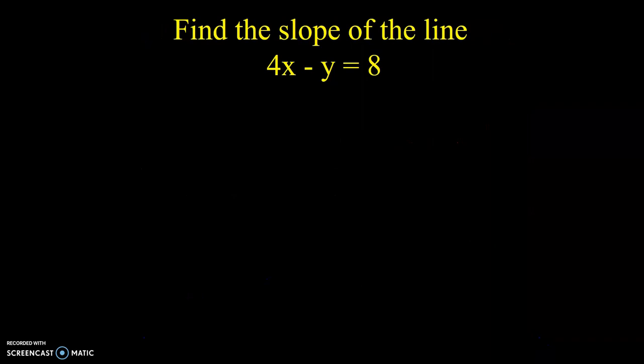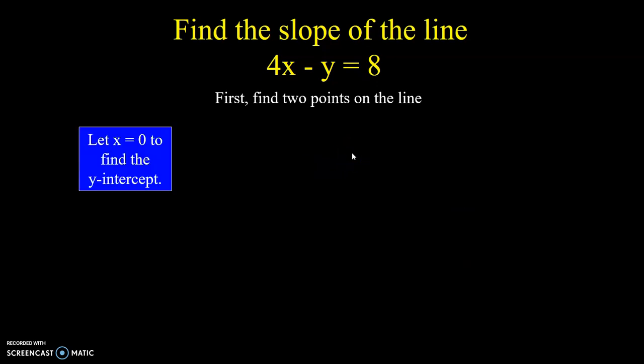Now, find the slope of the line using this equation: 4x minus y equal to 0. How will we find the points? Because here, we are just going to find the slope of the line. What is the equation of the slope of the line? We have the rise and the run. So therefore, we are going to find now the 2 points, finding the x and y intercept.